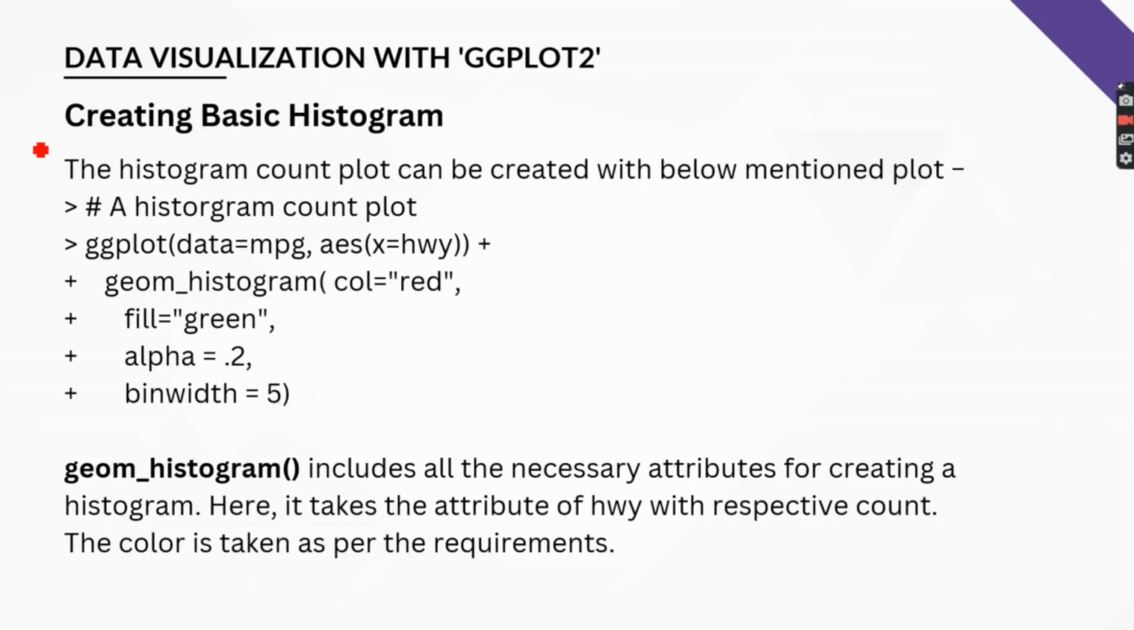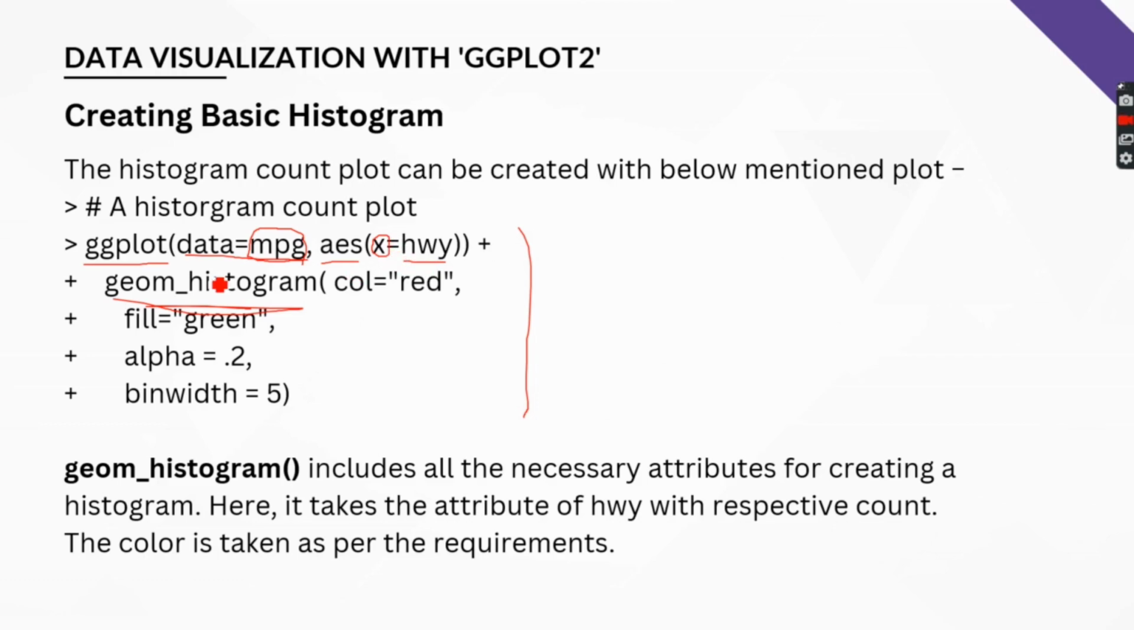Let's see histogram. We all know what is histogram. We can create histogram using geom_histogram function. How we are going to do it? We are going to use ggplot. This is the code that we are using. So we are going to use ggplot, the function, data is equal to mpg. Mpg is our data set. AES aesthetic, x is equal to HWY. HWY is the column that is present. Now we are just defining the x-axis, the x coordinate. We are not defining the y coordinate here.